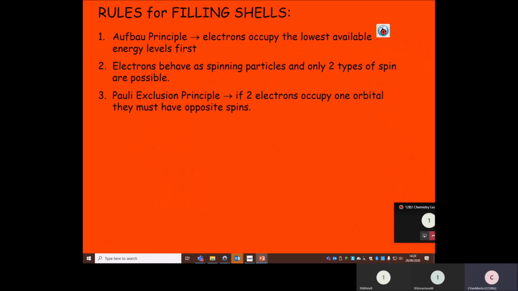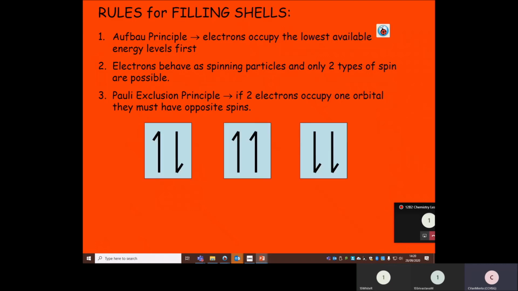If 2 electrons occupy 1 orbital, they have to have opposite spin. You can't have 2 electrons spinning in the same way, they have to be opposite. So you can have the electrons in 1 orbital. Orbitals are often drawn as boxes. So you can't have them both with down spin, you can't have them both with up spin, but you can have them with opposite spin. So the first situation is allowed, the other 2 situations aren't allowed.